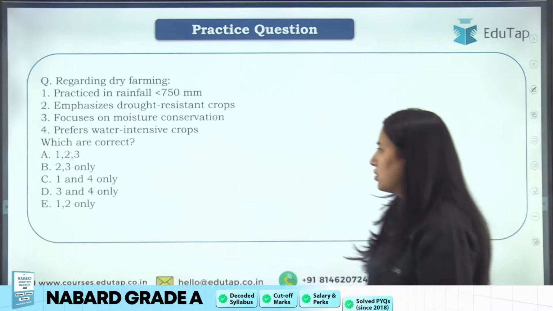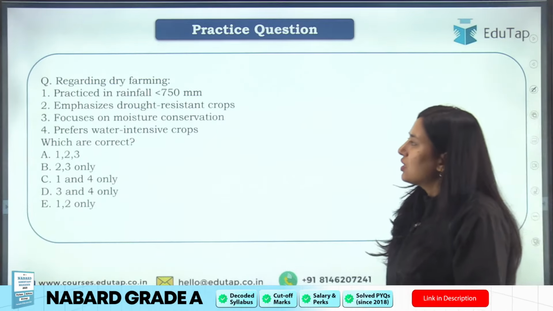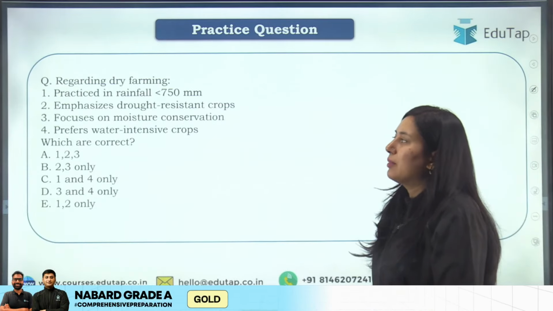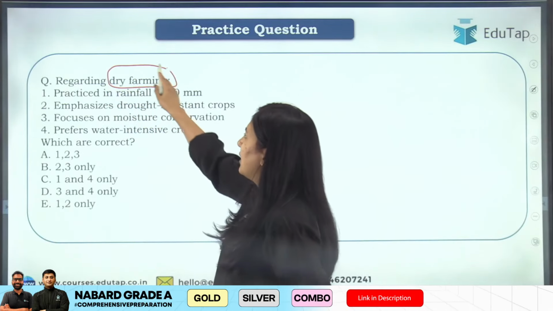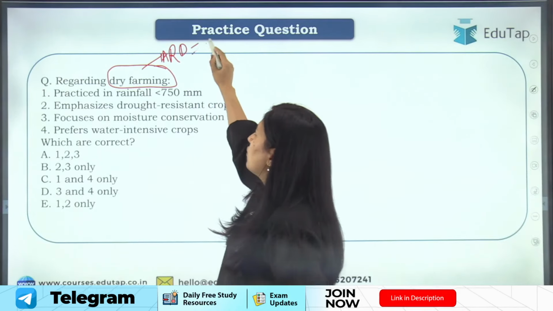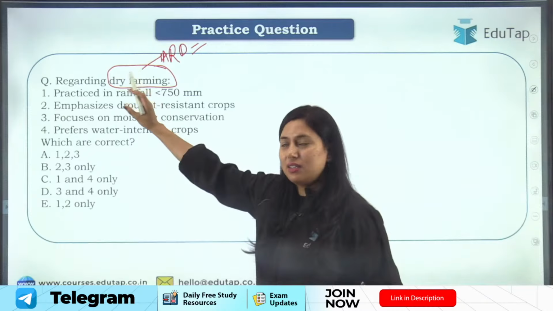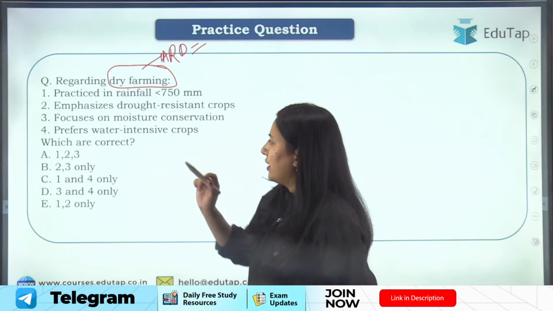Moving ahead to next question. Okay, now please read the question carefully and give me the answer. Question is regarding dry farming. You have to tell me which one is correct. Now students, this dry farming has been covered in your ARD simplified series. So if you want the detailed lecture of ARD, on dry farming, there you can go for the link that is provided below, right?